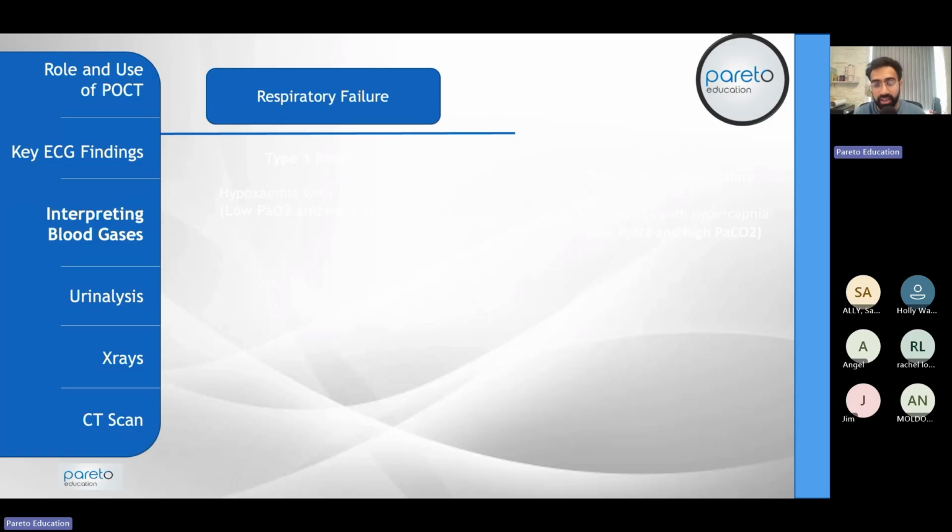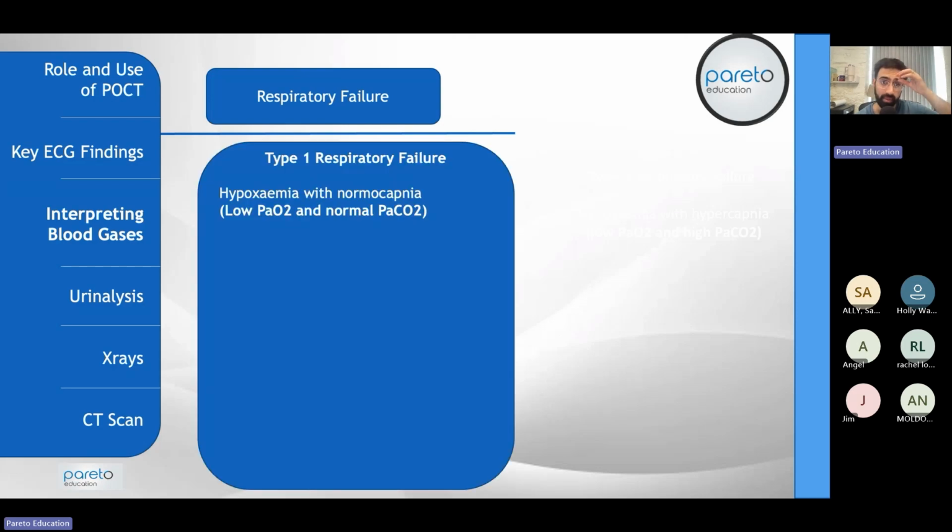Now, respiratory failure is probably the most common reason why we do ABGs. There are two types of respiratory failure: type 1 respiratory failure, and, of course, type 2 respiratory failure. In type 1 respiratory failure, you have hypoxia or hypoxemia, but with normal capnia, so normal PaCO2.